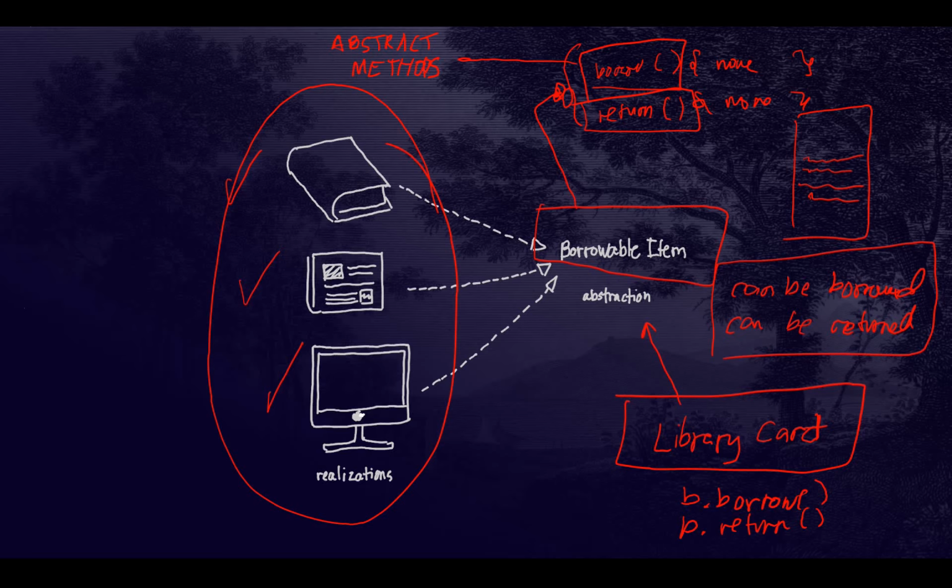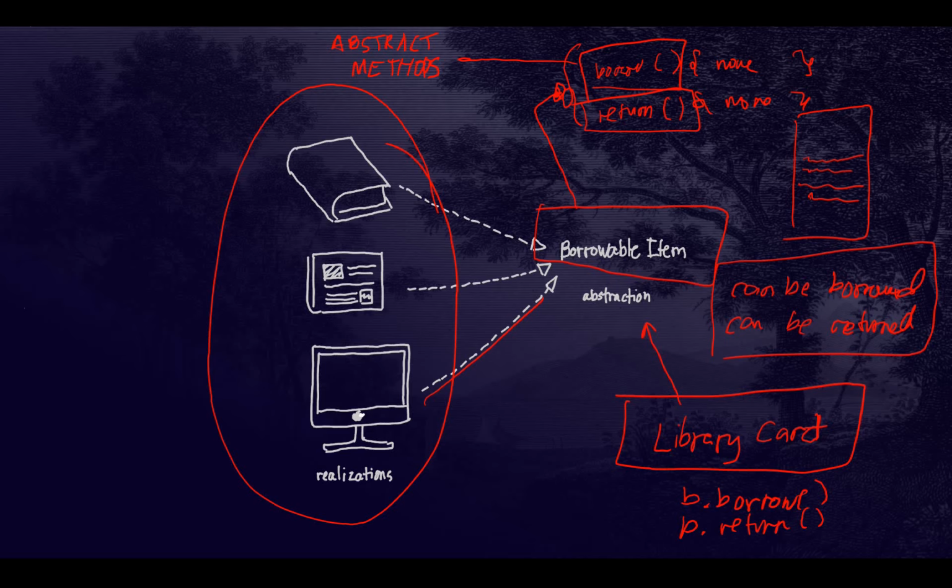Any realization of borrowable items such as these books, newspapers, and IMAX, for example, since you've established this realization relationship between them, any realization will be forced to implement the borrow and return methods as well. So any realization will be forced to do that, meaning it needs to include these methods with each of their own method bodies for borrowing and returning.